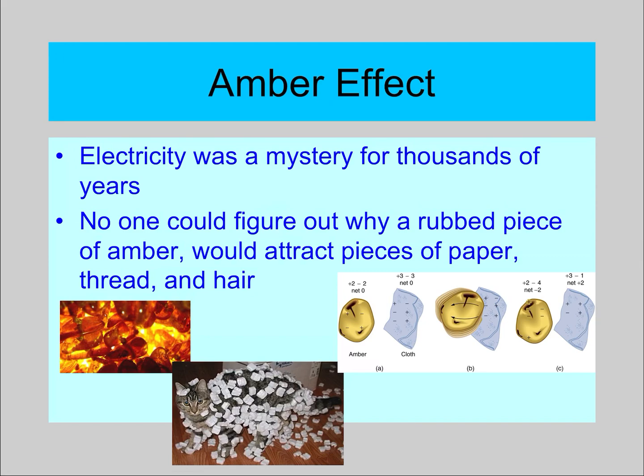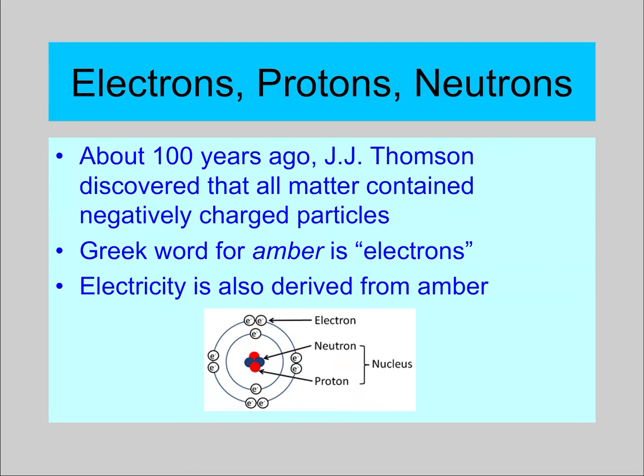So you can see here there's the amber image on the left, and then what we see here is a cat who's completely covered in packing peanuts, so that's kind of similar to the relationship that they observed between amber and rabbit's fur or pieces of paper or thread, how it would essentially cling to the material. And so you can see here there's amber, the cloth, the two are rubbed against each other, and all of a sudden now that piece of amber is charged and able to attract pieces of paper, thread, hair, and fabric.